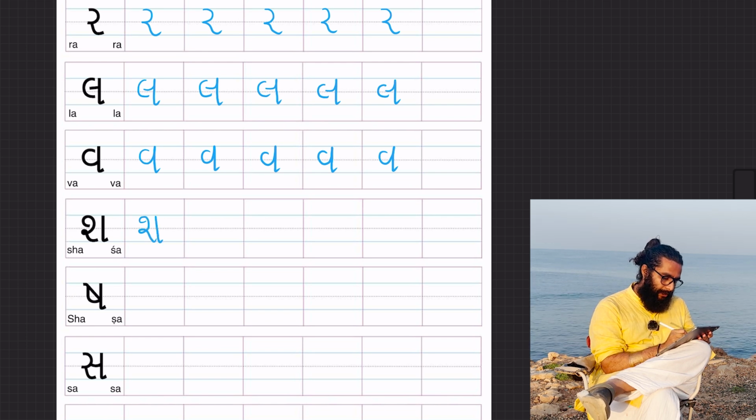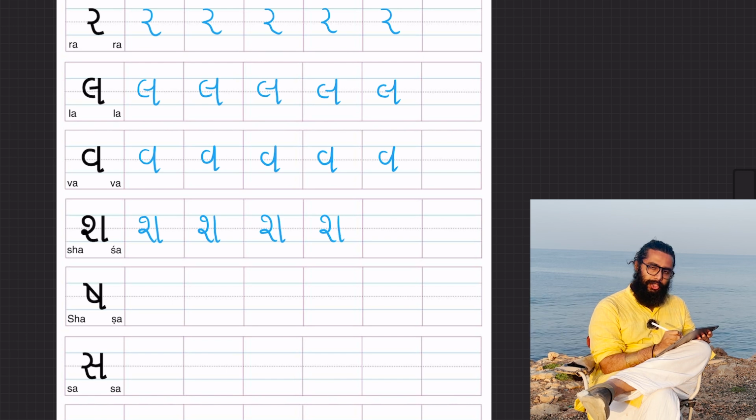Sha. Sha. Sha. Sha. The next sound, which is much thicker, is sha. It is written like this.